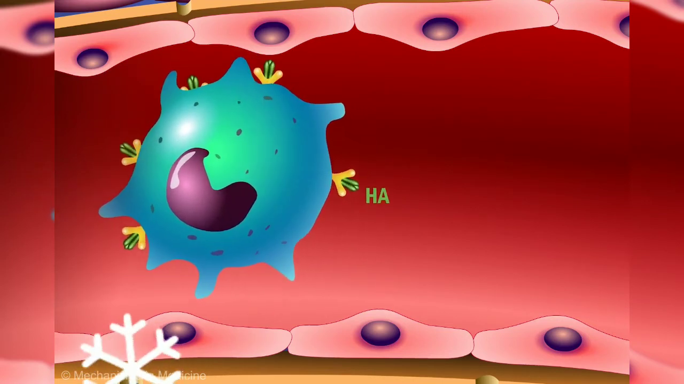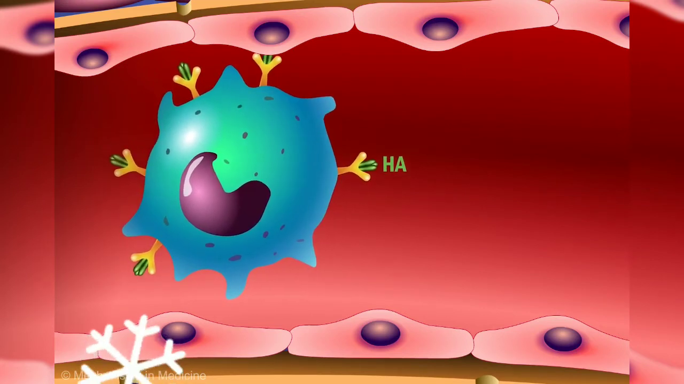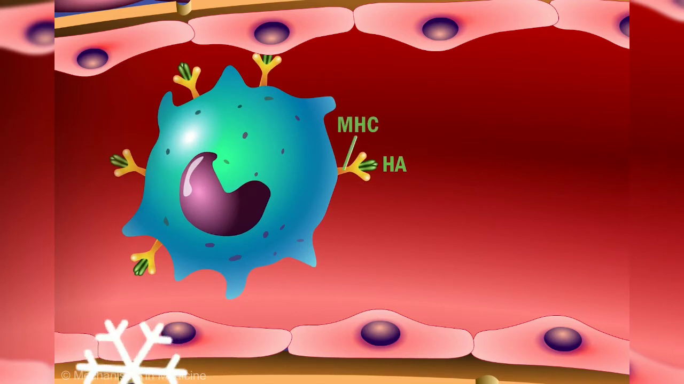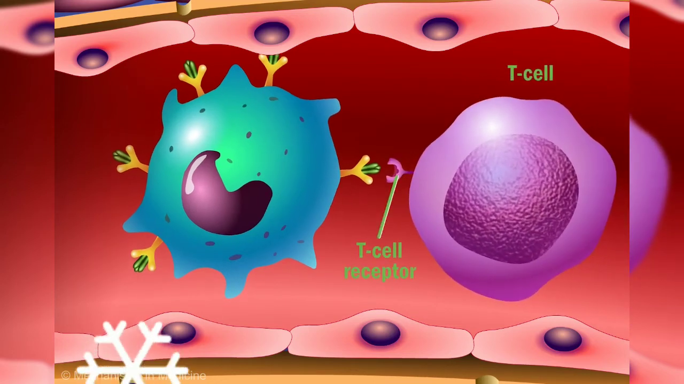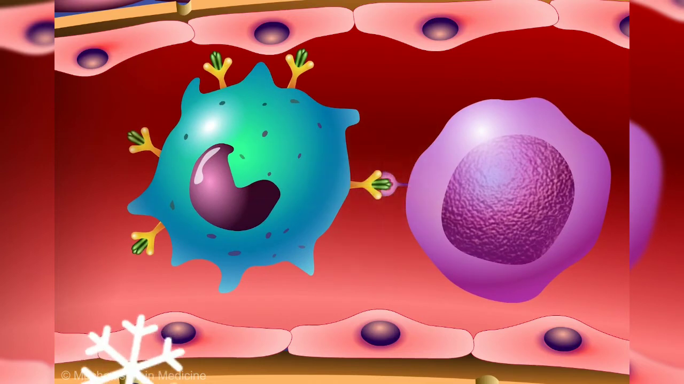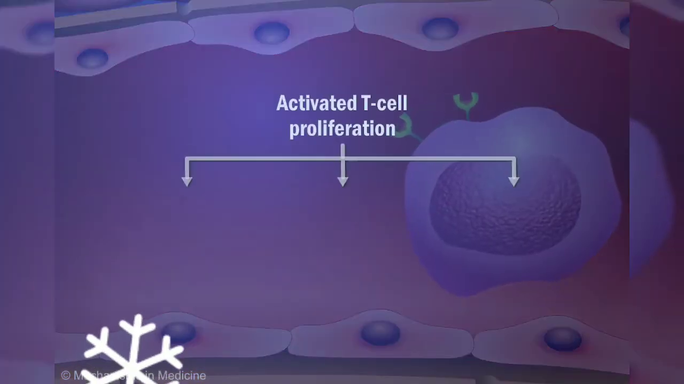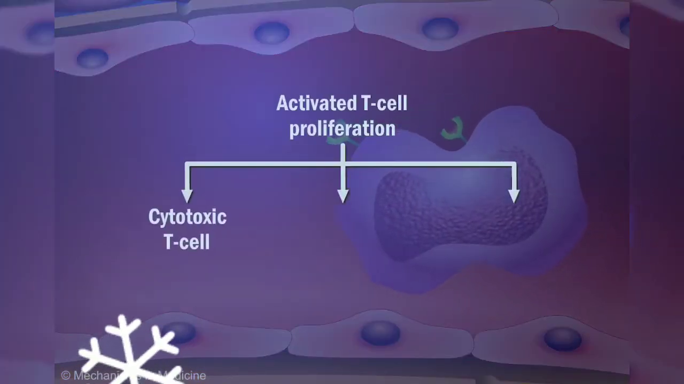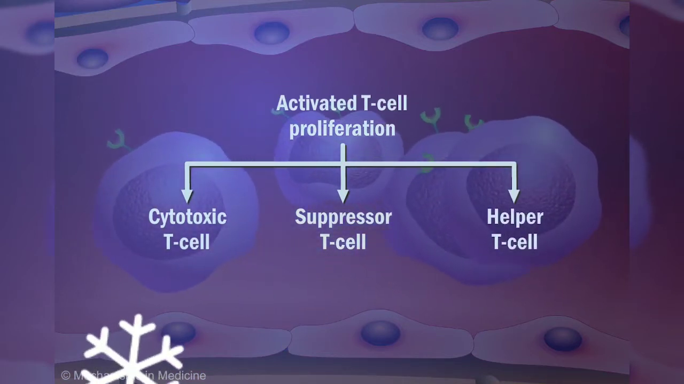After ingestion, macrophages display the hemagglutinin antigen on their surface in combination with a specific receptor known as the major histocompatibility complex or MHC. T cells are now able to recognize and bind foreign antigens that are associated with the MHC. Upon binding to the MHC receptor, T cells become activated and proliferate into either cytotoxic T cells, regulatory suppressor T cells, or helper T cells.